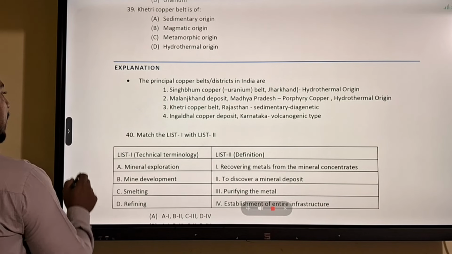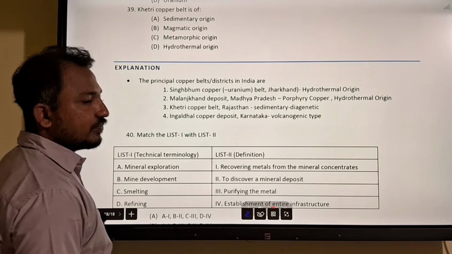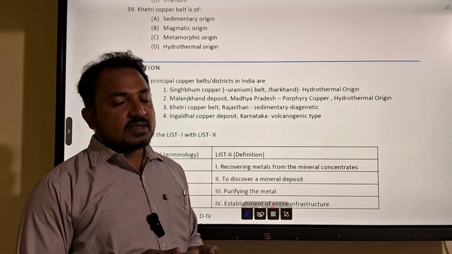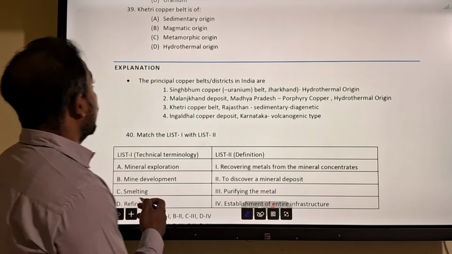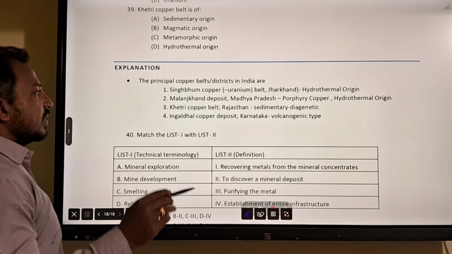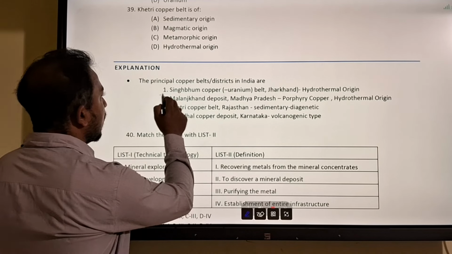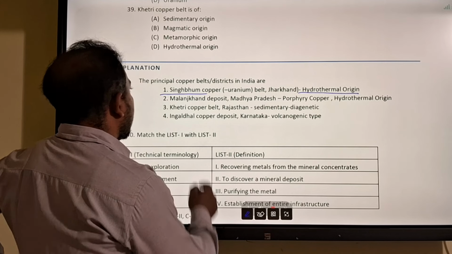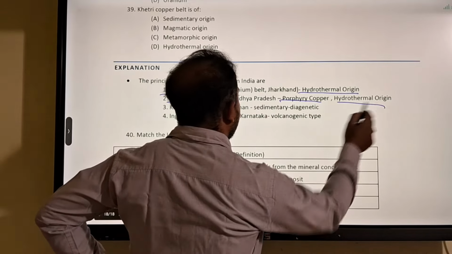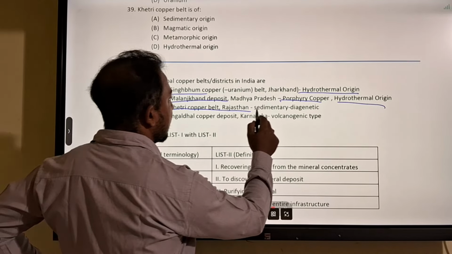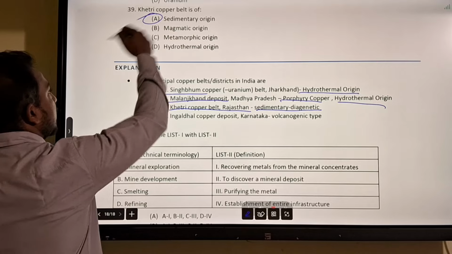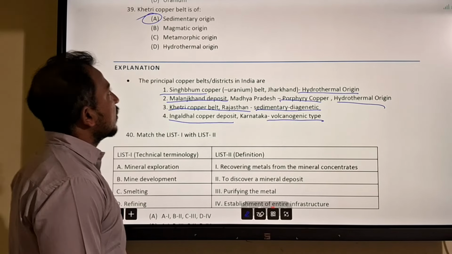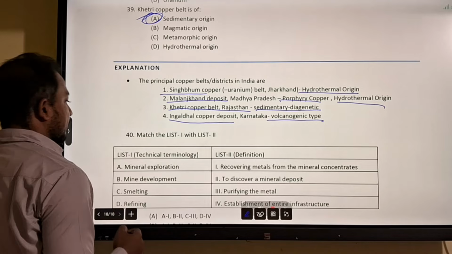Next question, Khetri copper belt. There are different copper belts we have discussed: Singhbhum copper belt, Khetri copper belt, Ingaldhal copper belt, and the porphyry Malanjkhand copper belt. What is the origin of the Khetri copper belt? The Singhbhum copper belt may be of hydrothermal origin, which is a uranium belt. Then the Malanjkhand copper belt is also porphyry copper, which is hydrothermal. Khetri copper belt in Rajasthan is sedimentary diagenetic. So the answer will be sedimentary. Then the Ingaldhal copper belt in Karnataka is volcanogenic type.